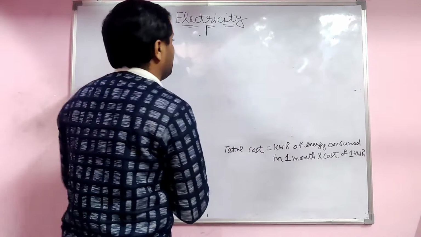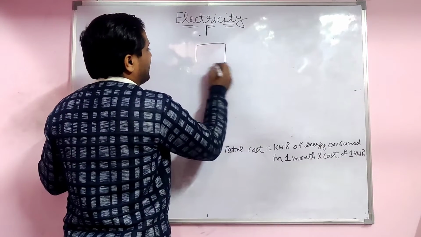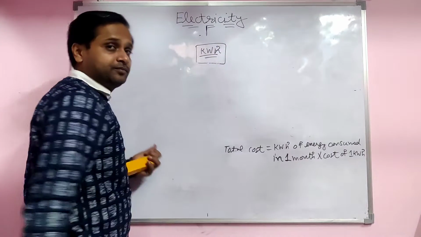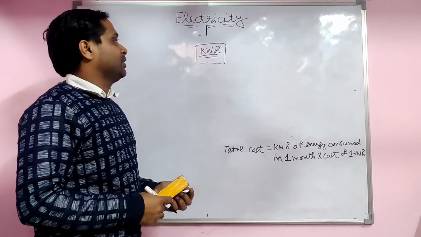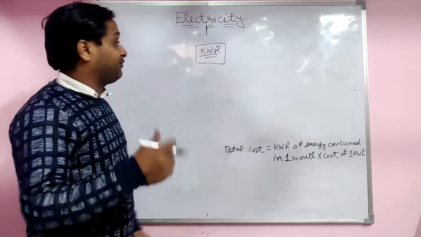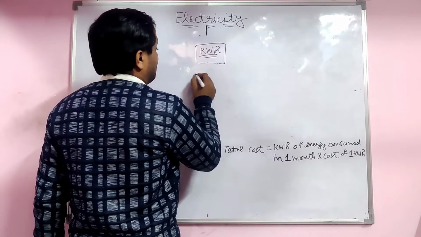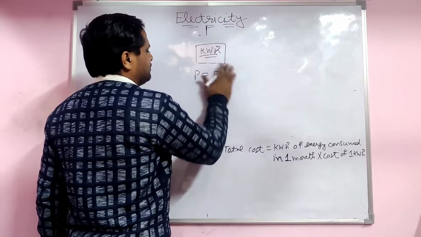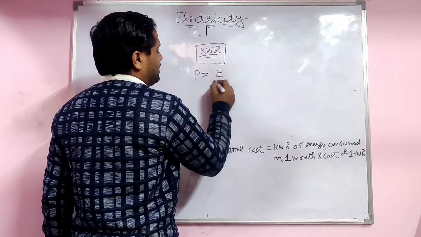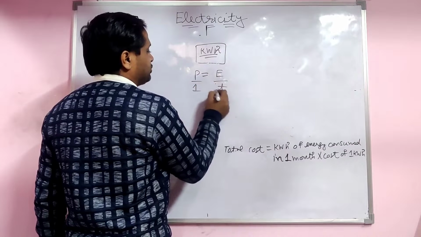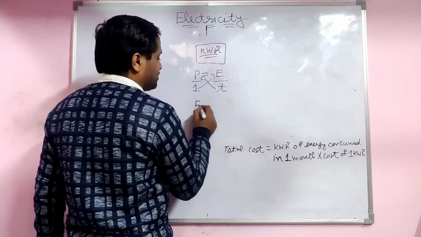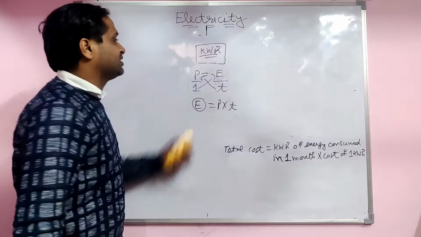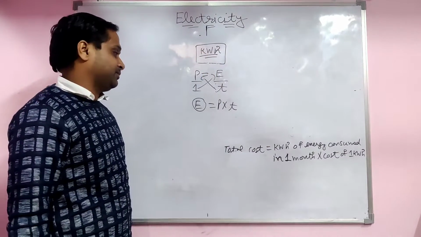On the electric meter at our home, it is written kilowatt hour. What it is actually, we have to discuss. What is the kilowatt hour? Actually, power is equal to energy upon time. So we cross multiply, and energy is equal to power into time. This is energy. The kilowatt hour is a unit of energy.